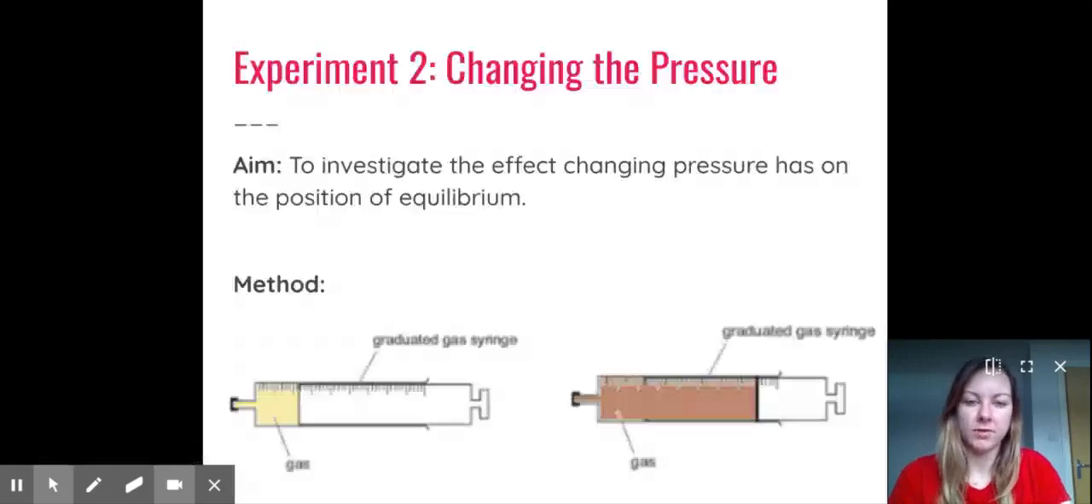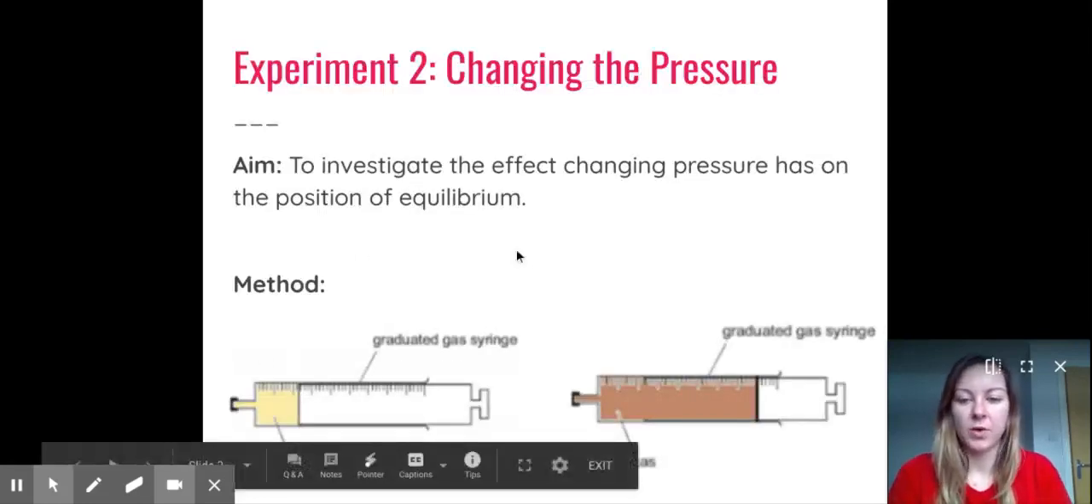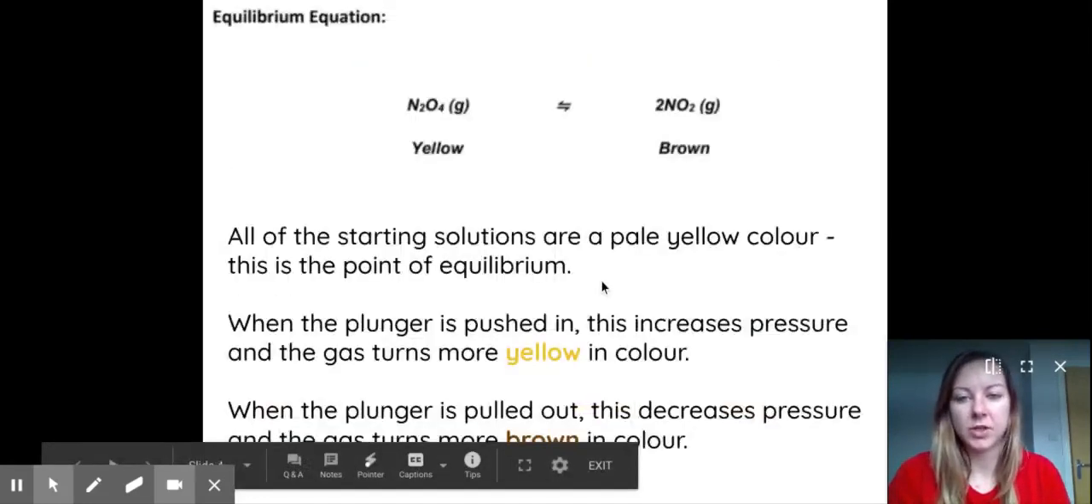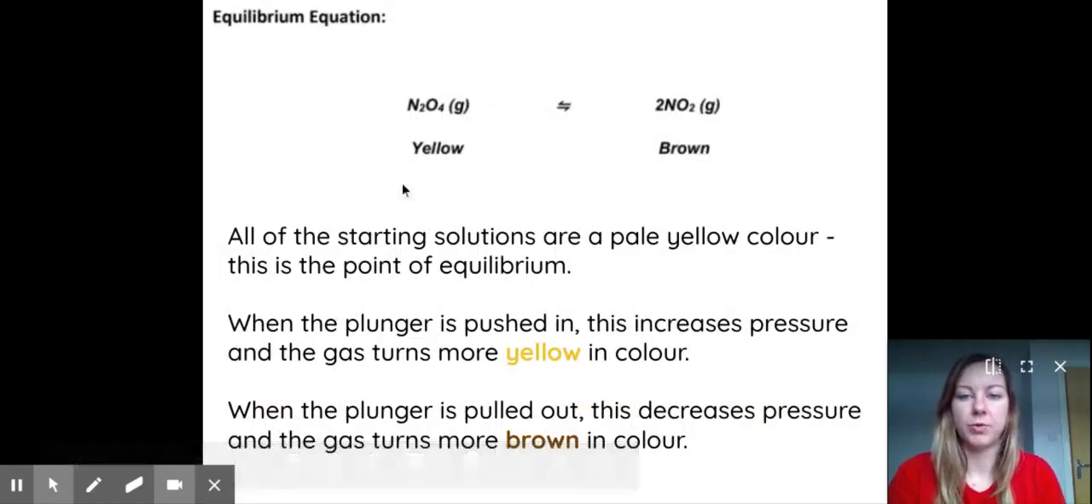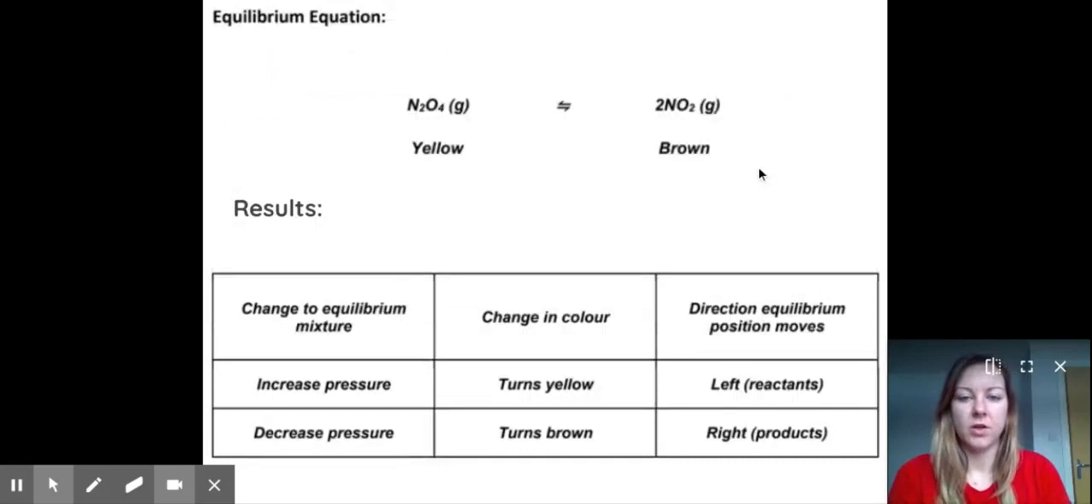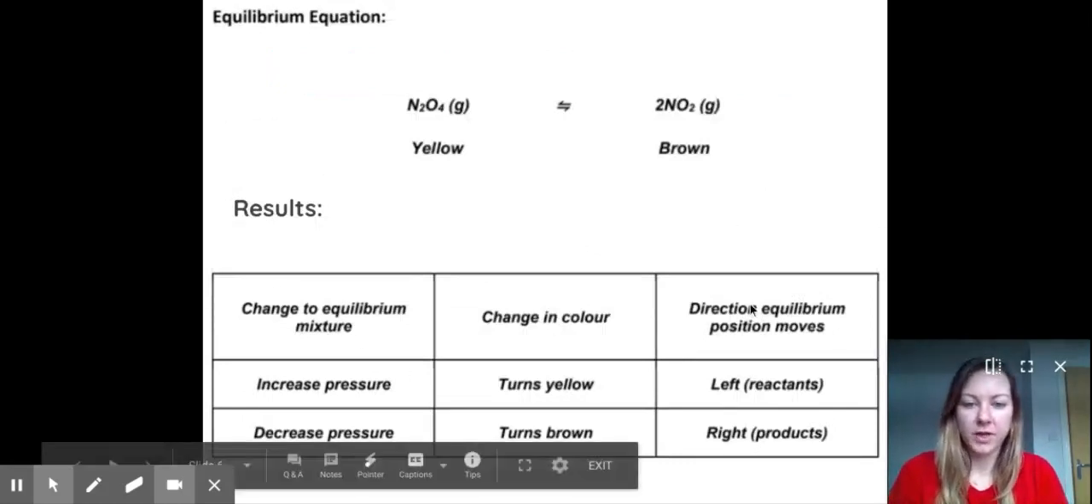So from that little experiment, we have realised that when you increase pressure, the equilibrium will move to this side, which is the left, and it shows the yellow colour. When we decrease pressure, the equilibrium is moved to the right, which is our nitrogen dioxide, and that is the brown colour we're seeing. Why does this actually happen? Well, if we have a wee look at our results table, if we increase pressure and it turns yellow, that tells us it's moving towards the reactants.